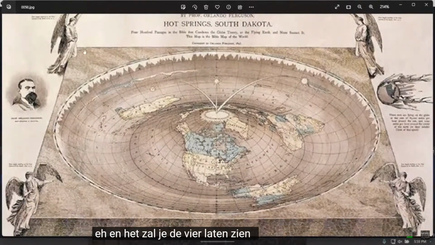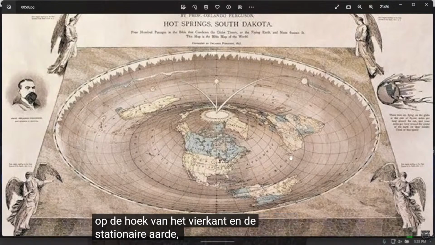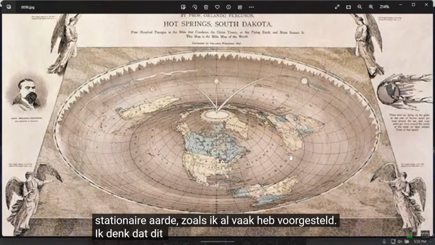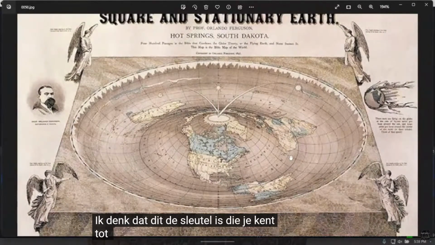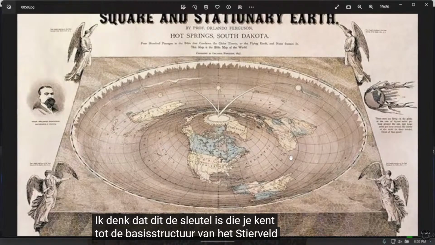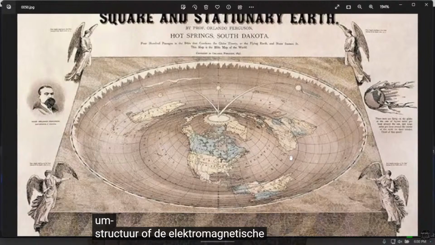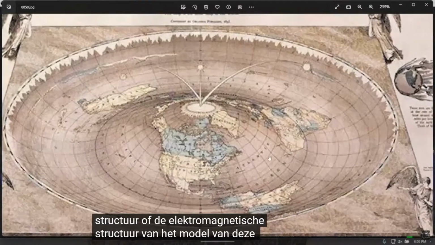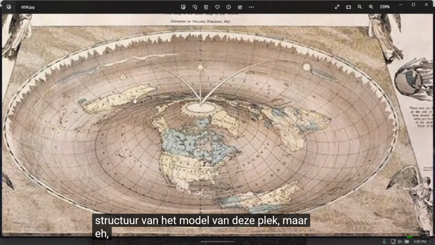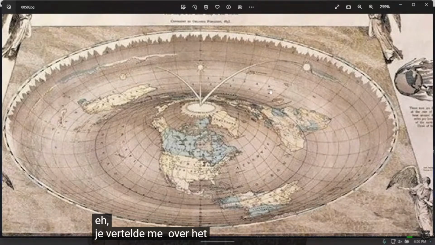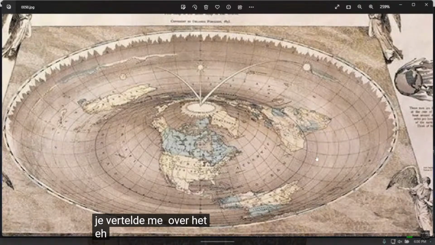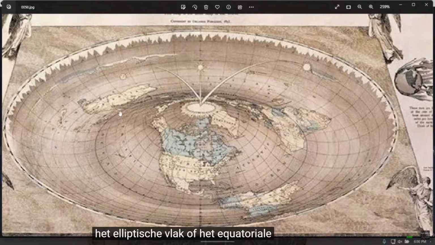And it will show you the four angels on the corner of the square and stationary Earth, as I've proposed many times. I think that this is a key to basically the torus field structure, or the electromagnetic structure of the model of this place. But you were telling me about the elliptical plane, or the equatorial plane.